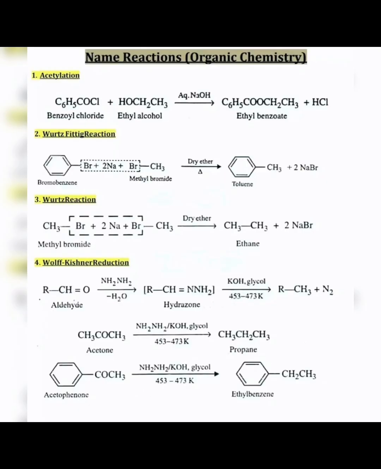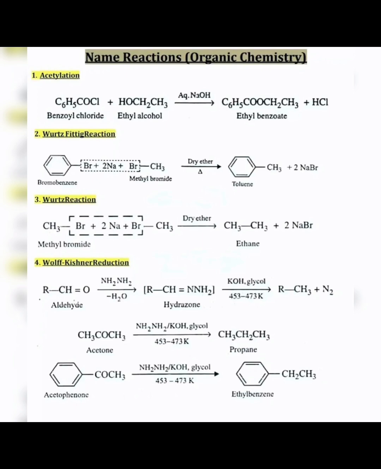Next reaction is the Wolff-Kishner reduction reaction. When an aldehyde reacts with hydrazine, that is NH2NH2, which is also written as N2H4, with the liberation of a water molecule, it forms hydrazone as a complex, which undergoes thermal degradation at 453 to 473 Kelvin in the presence of a high boiling solvent like ethylene glycol along with KOH. It gives the corresponding alkane as a major product along with nitrogen gas as a byproduct.